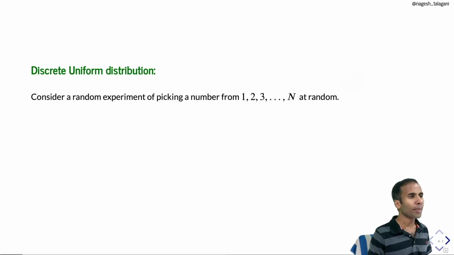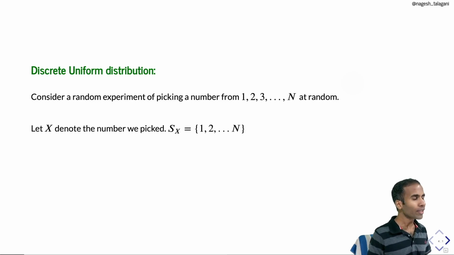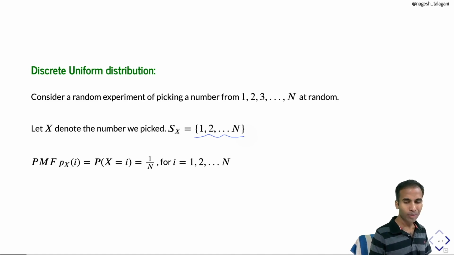Consider a random experiment of picking a number from 1 to n at random. Let X denote the number that we pick. So X can take any value from 1 to n. So X will be a discrete random variable with a support S_X equal to 1 to n. Let's look at the PMF. The PMF p_X(i), which is the probability of X equal to i, should be 1 by n for i equal to 1 to n, because X should take any value from 1 to n with equal probability as we pick the number at random.